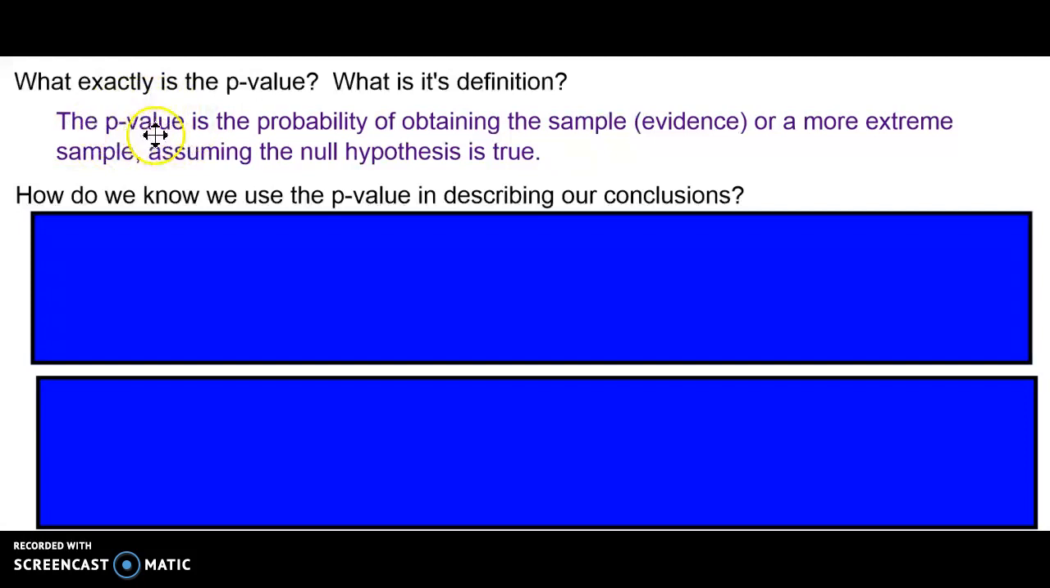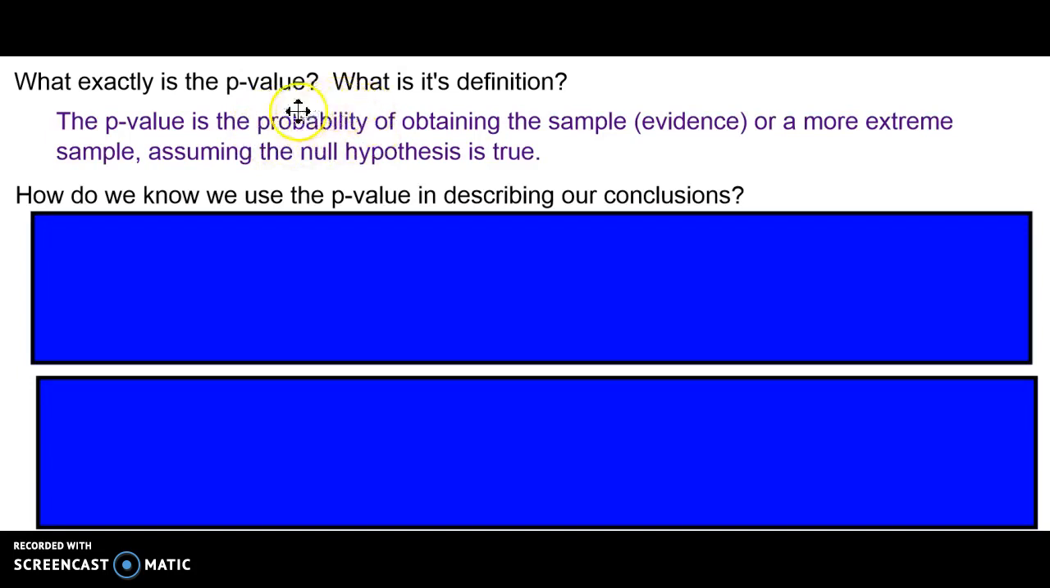Your p-value is the probability of obtaining that sample or your evidence, or a more extreme sample, assuming that the null hypothesis is true. So if we are assuming that the proportion of green M&Ms is 20%, but we end up getting a sample and we get evidence, which is our sample, if we end up getting a sample that is really far away from that 20%, then we say that that sample is statistically significant, and the probability of getting that sample is really, really small.